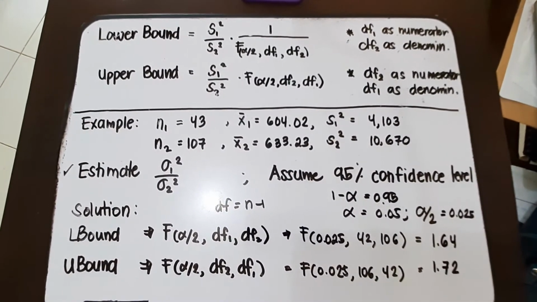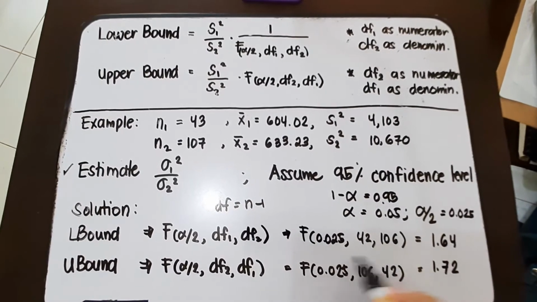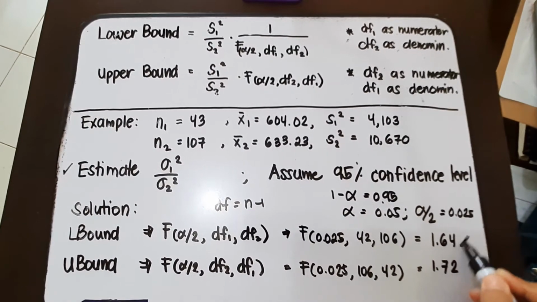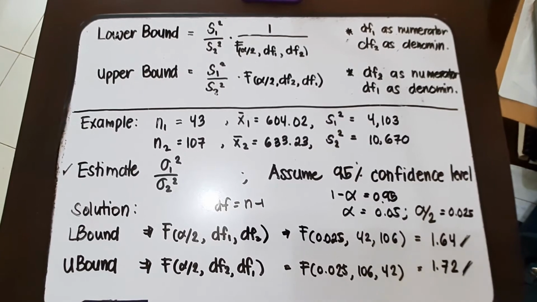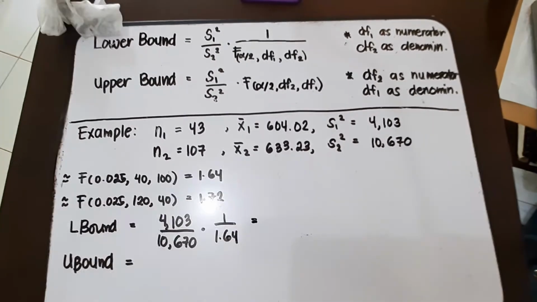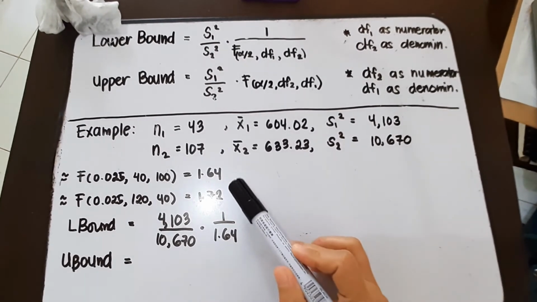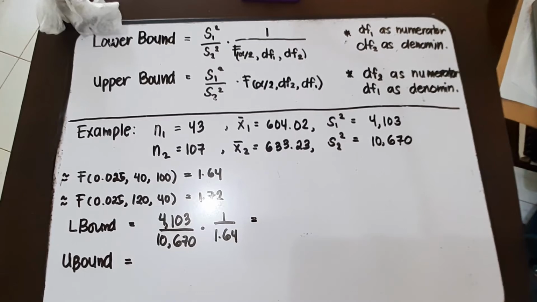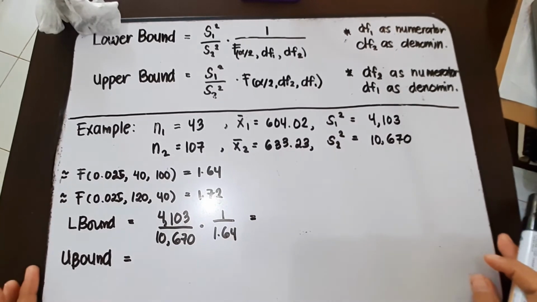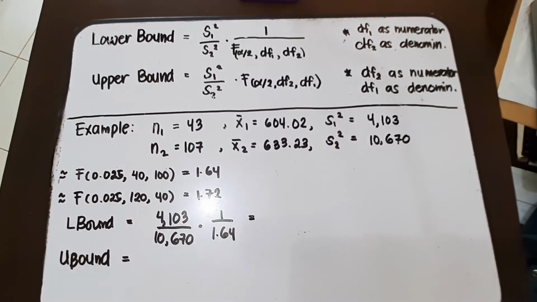Okay, so looking at our F table, we have got the values of 1.64 and 1.72. Okay, so we now have our critical F, 1.64 and 1.72. So we can now solve for our lower bound and our upper bound.